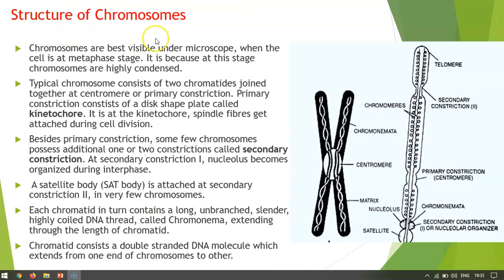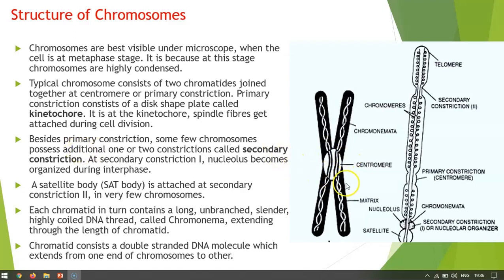Let's have a look at the structure of chromosomes. Chromosomes, as I've said, are best visible at the time of metaphase because in this stage they become highly condensed. Now, this is how a typical chromosome looks. It has two chromatids which are joined together at a place called the primary constriction or centromere. The primary constriction consists of a disc-shaped plate called the kinetochore. Now, what is the function of this kinetochore? The spindle fibers come and attach here at the time of cell division so that the chromosomes can be pulled apart at this point when the cell is dividing.